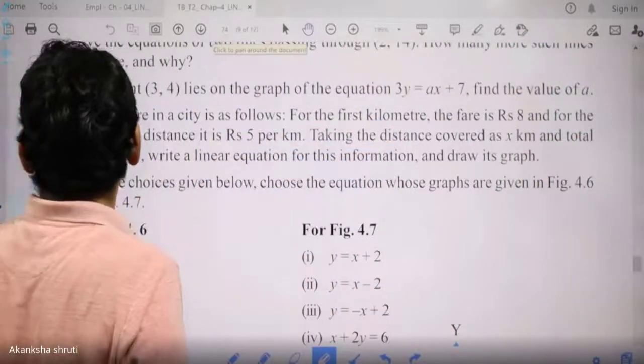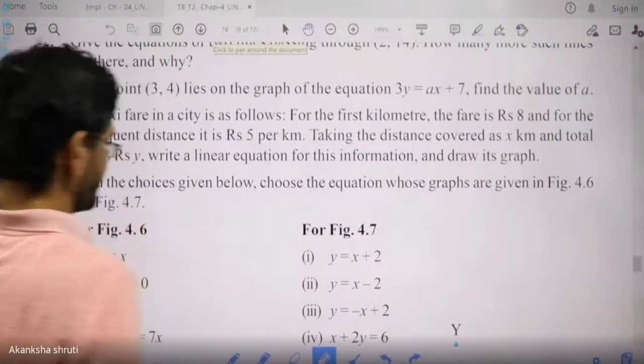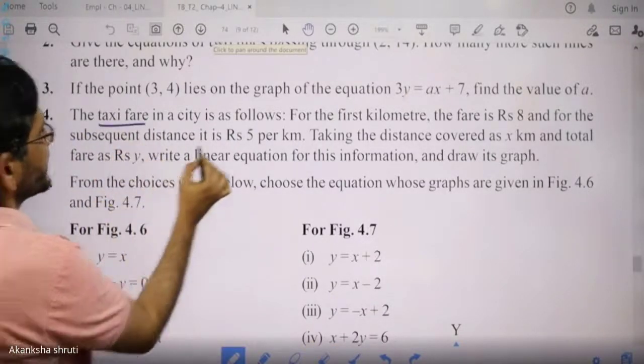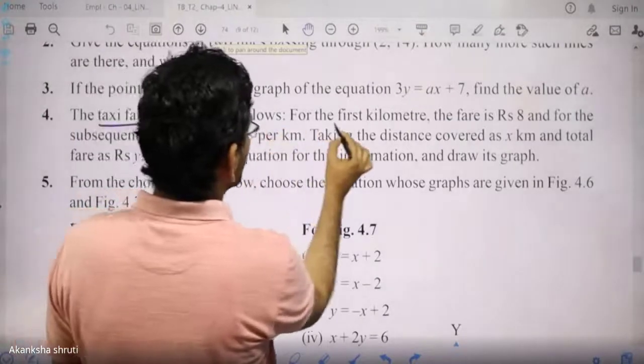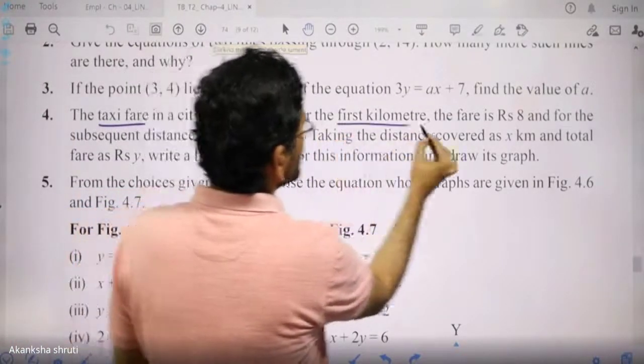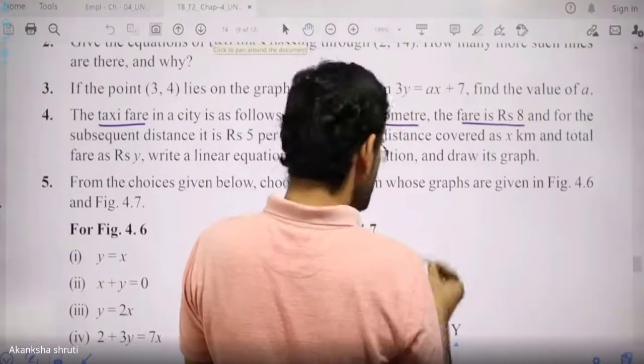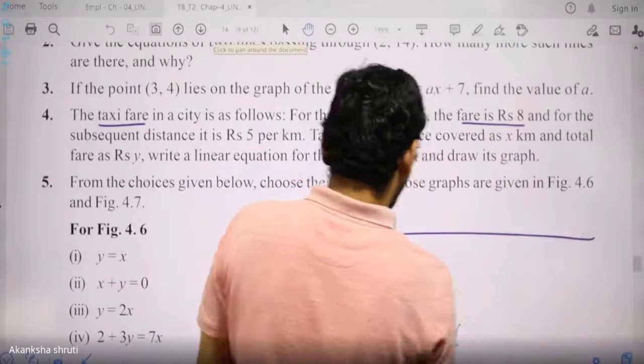This is a word problem, students. So let me do question number 4. The taxi fare in a city is as follows. For the first kilometer, the fare is ₹8. Whatever the distance is there.